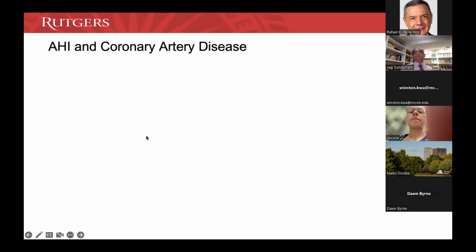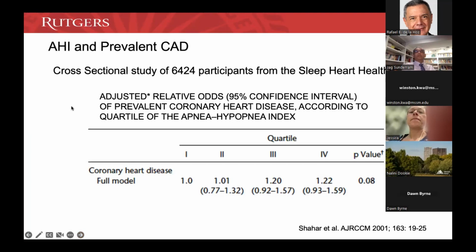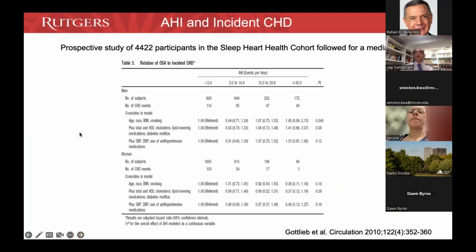What about the AHI and coronary artery disease? Well, if you look at prevalent coronary artery disease, and this was a cross-sectional study again of about 6,000 participants from the Sleep Heart Health cohort, the data was not clear that there was an increased risk. This is early data from Sleep Heart Health, published early in the Blue Journal, that did not show an increased risk for coronary heart disease, even in the fourth quartile of AHI.